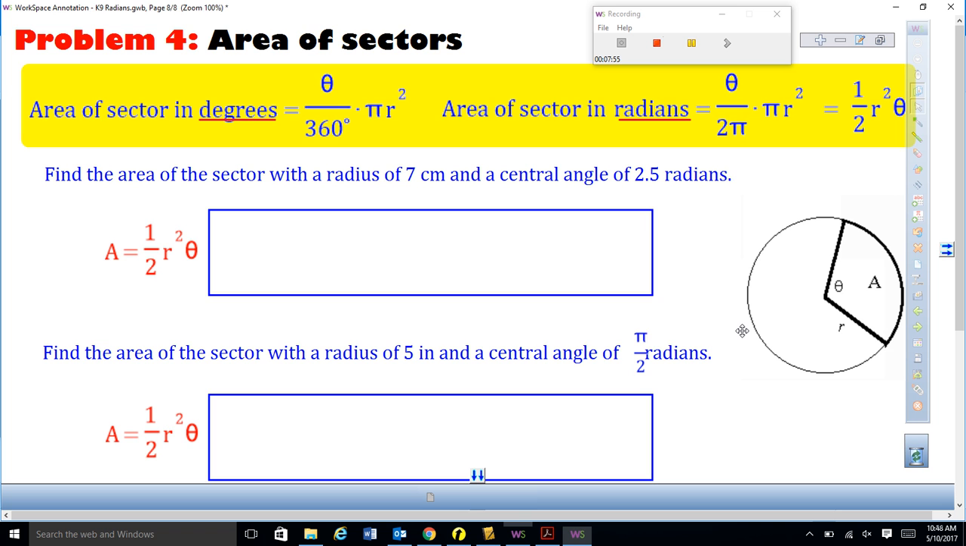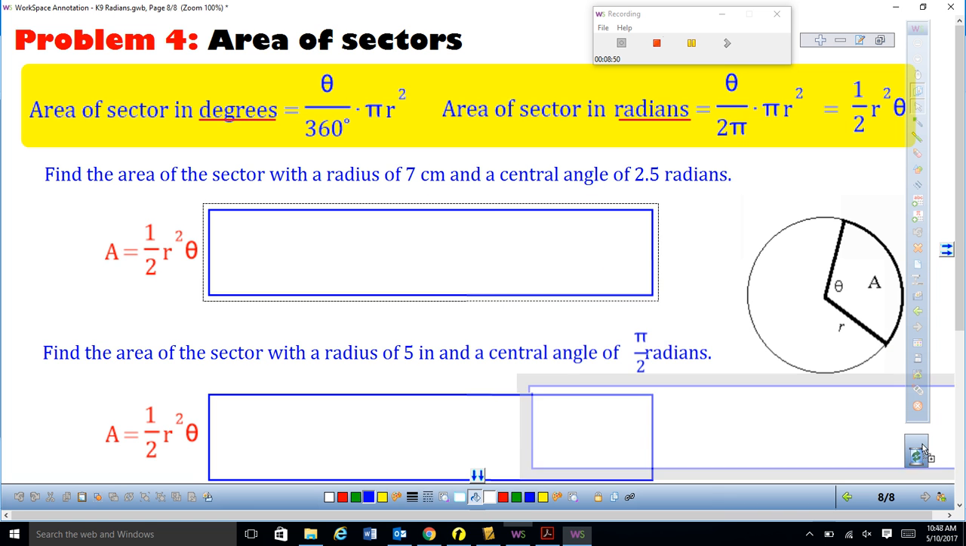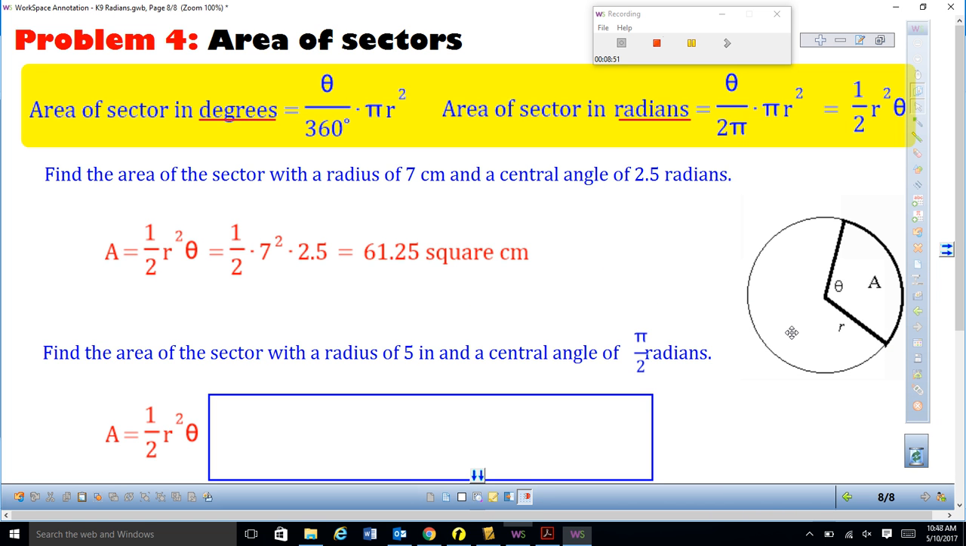So using that formula, half pi r squared times theta, let's find the area of the sector with a radius of 7 at a central angle of 2.5 radians. So again, we substitute in what we know. So I have half times 7 squared, because 7 is our radius, times 2.5, because that's theta, and we get 61.25 square centimeters.